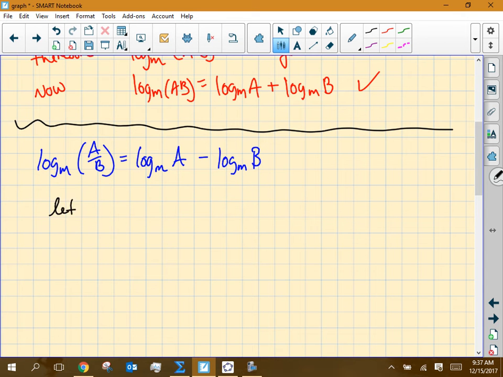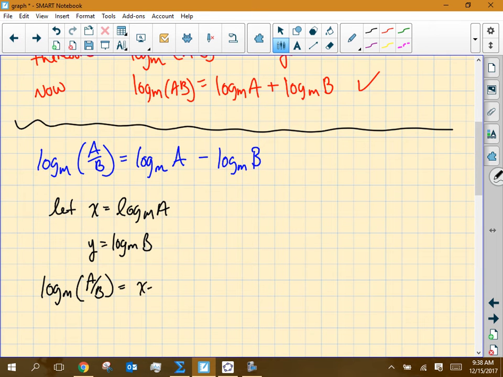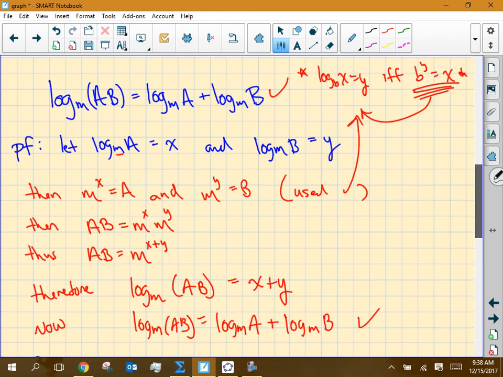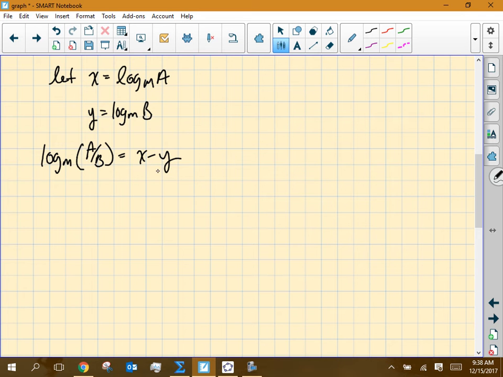We let x equal log m of a. Let y equal log m of b. Okay. So then we have log m of a over b is equal to x minus y, right? You guys don't need to write. I'm not going to ask you to be able to redo this. So if you don't want to write this down, you don't have to. You can always go back and watch the video if you want to put that in your notes.